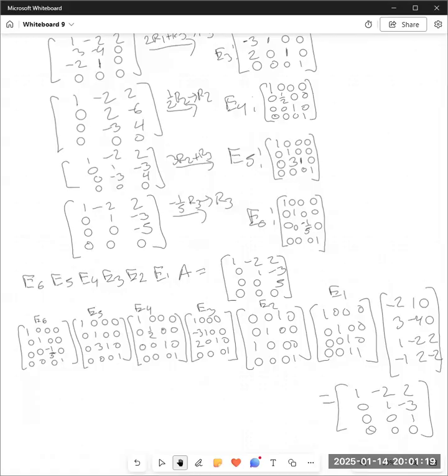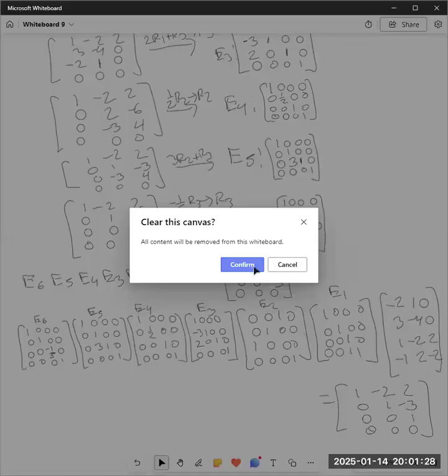On to number 21. We're starting off with the matrix 0, 0, 1, 0, 1, 0, 1, 0, 0. This is an elementary matrix, E. I want to find E inverse.